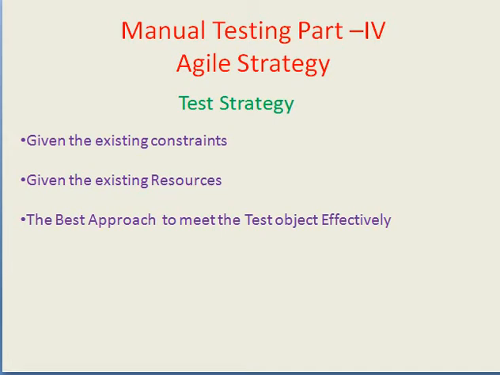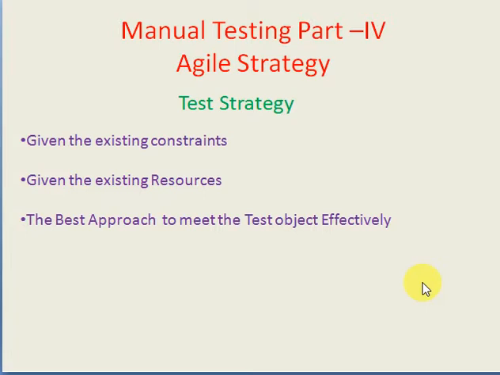Hi there, this video is on Agile test strategy and Agile test planning. Now there is a separate video on how to create a powerful test strategy, but to revisit what a test strategy is, it means that you look at the existing constraints or limitations that you have in your situation. Then you look at the existing resources you have to do the testing and figure out what is the best approach to meet all your test objectives effectively.